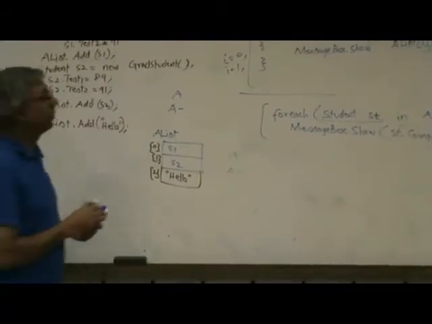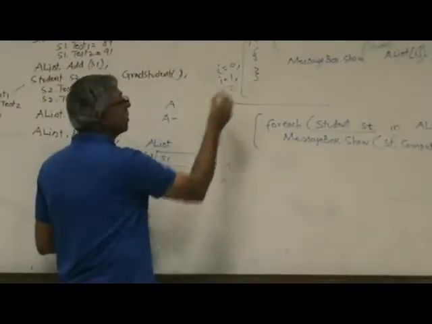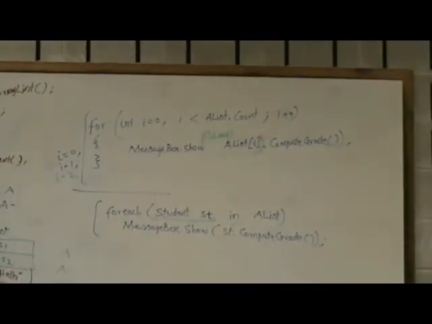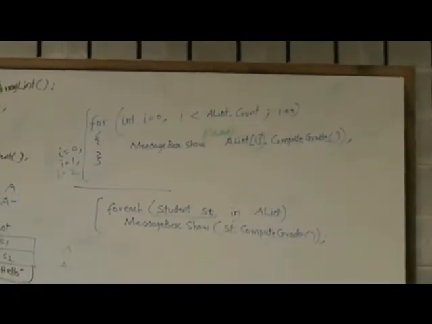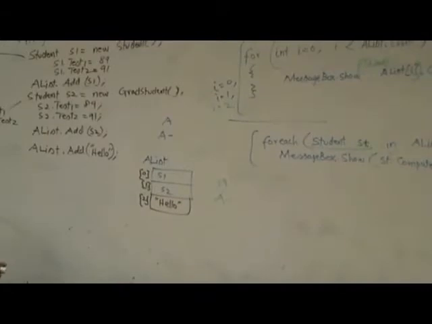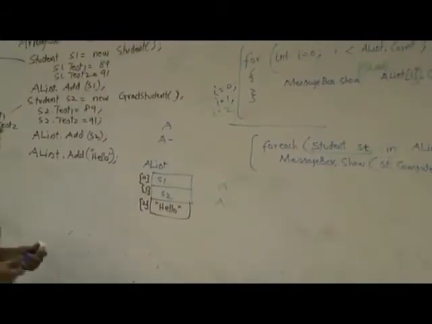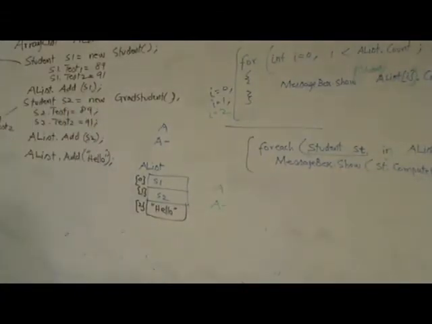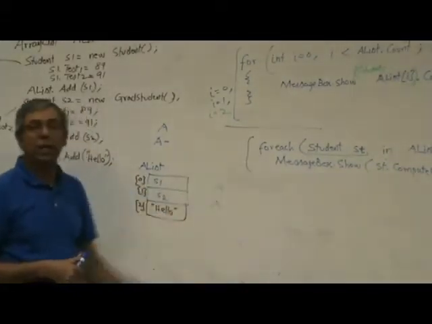Third time through the loop, when I becomes 2, a list of 2 is what? Hello. Can we typecast it to a student? No. So what will happen? A runtime error will occur, so your program will crash after it goes third time through the loop. Okay, let's go to this scenario over here.